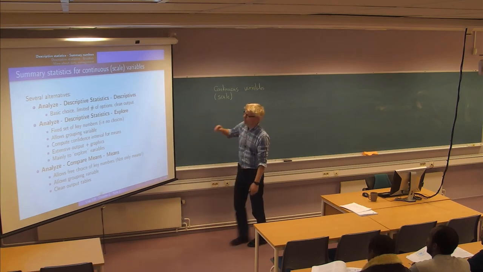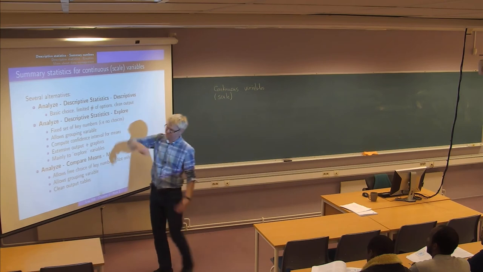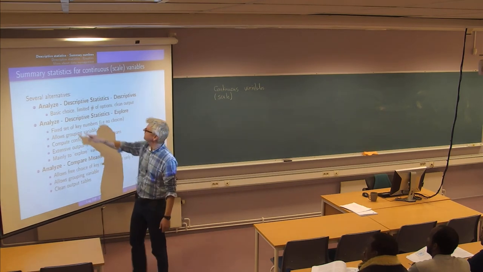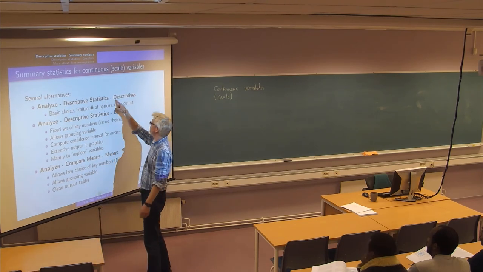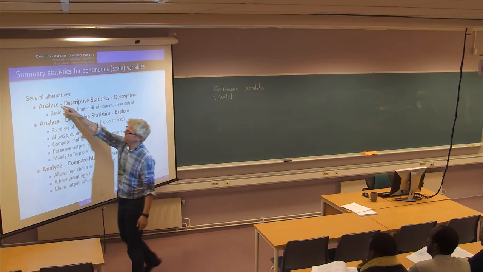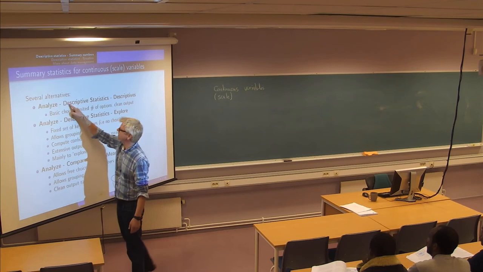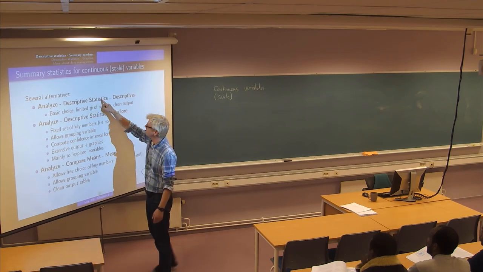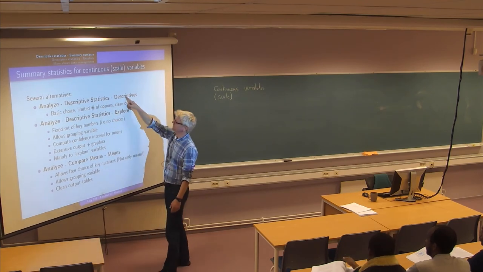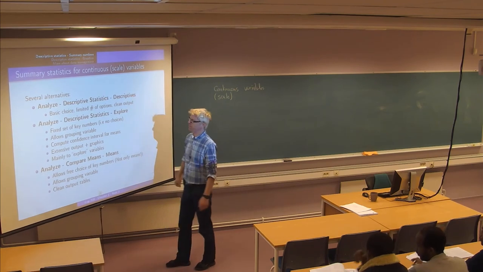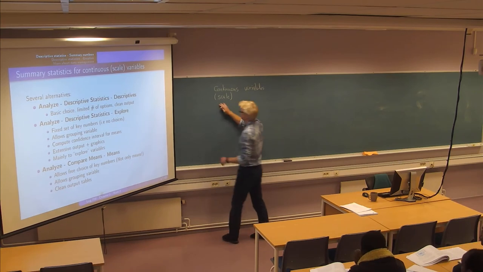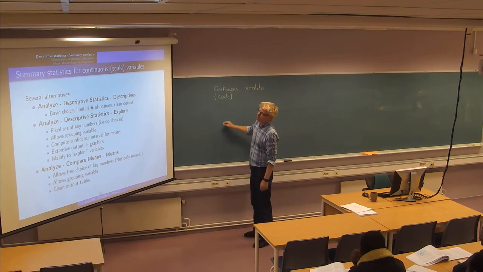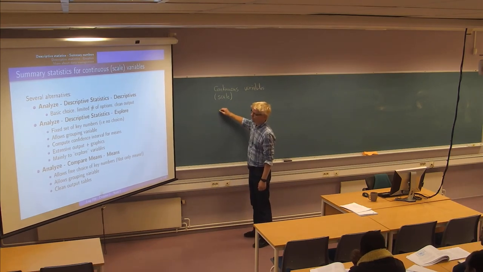These are menu choices I write like this. It's the same as in the compendium, I think. I write Analyze, Descriptive Statistics, Descriptives like this. It means the main menu is called Analyze, and then there's a sub-menu called Descriptive Statistics, and then there is a choice in the third level of that menu called Descriptives. So I'm gonna show you how this looks, but I'm just gonna make it briefly. It's called Descriptives.